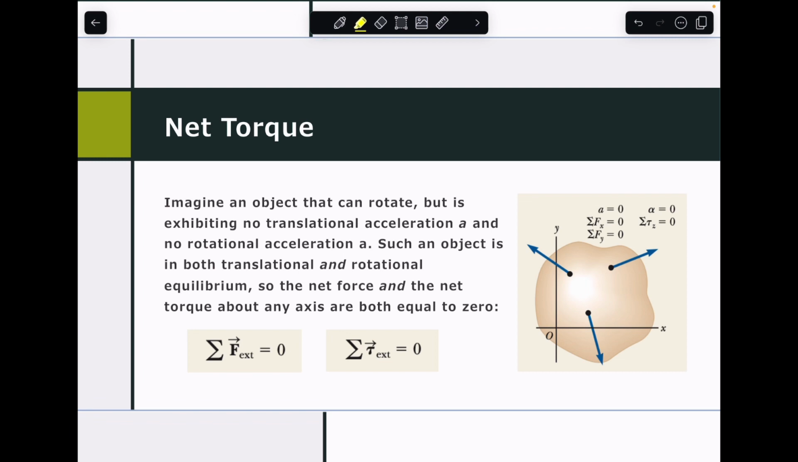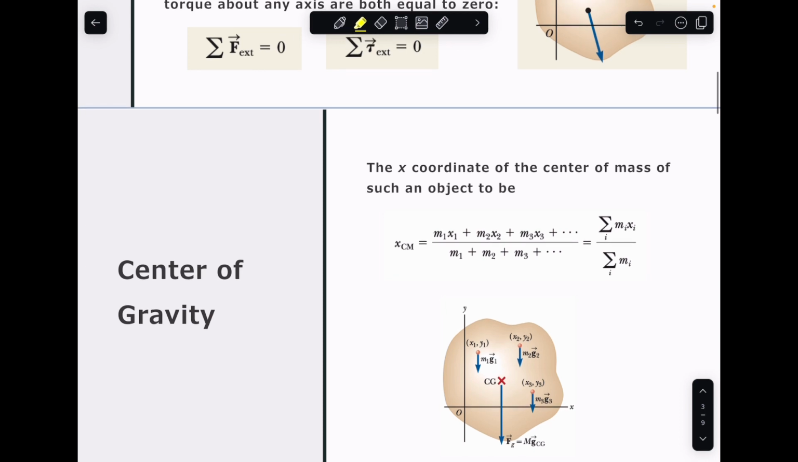Therefore, the net force and the net torque about any axis are both equal to zero. So the summation of the forces on the x-axis as well as the summation of forces on the vertical axis will be zero, as well as the summation of torque at a certain reference point will be equal to zero. So that is a rigid body in equilibrium.